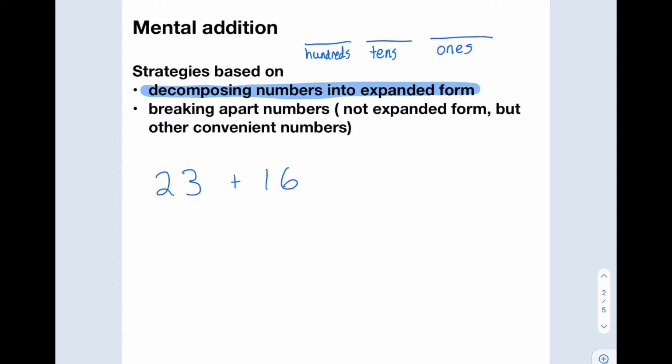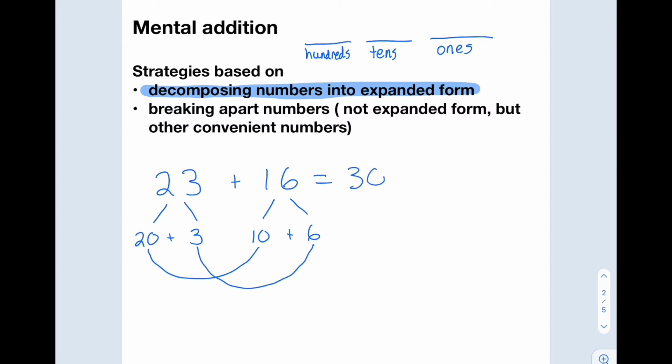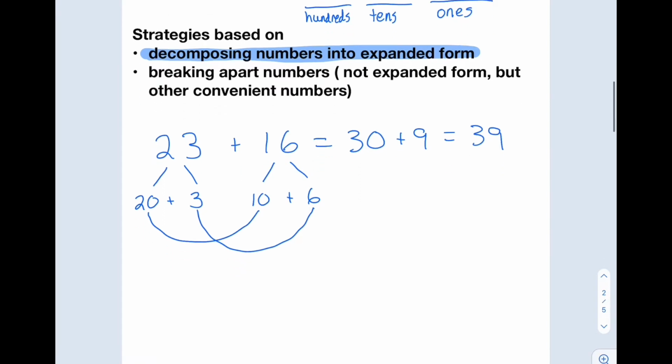When I add 23 and 16, I could expand both numbers. I could think of 23 as 20 plus 3, and I could think of 16 as 10 plus 6, and then I could add together the tens, and I could add together the ones. So that would mean I was adding 30 plus 9, which gives me 39. Here, I broke each of my numbers into expanded form and then just grouped like places. Why am I allowed to do this? Well, let's formally break this apart using our properties.